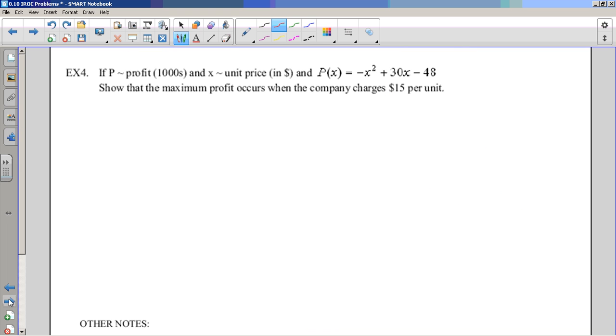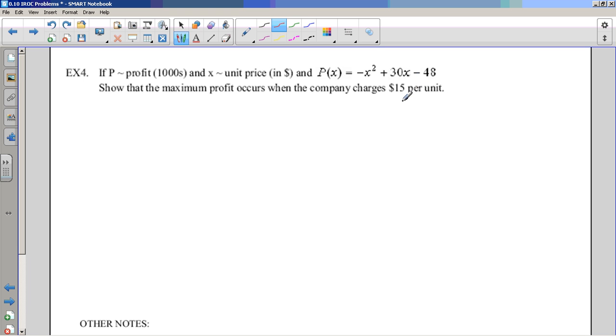Okay, so what's the next thing? All right, so we've got a profit function, and there may be a typo in here somewhere. Let's see. No, we're okay. It's all good. The profit is in thousands, and the unit price is in dollars, and that's the profit function. Show that the maximum profit occurs when the company charges $15 per unit.